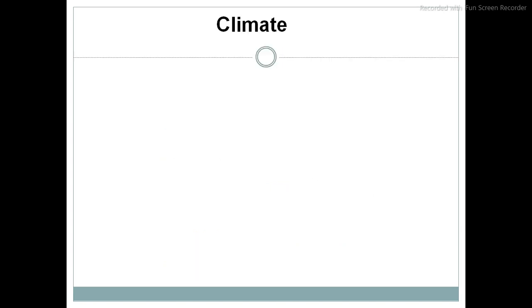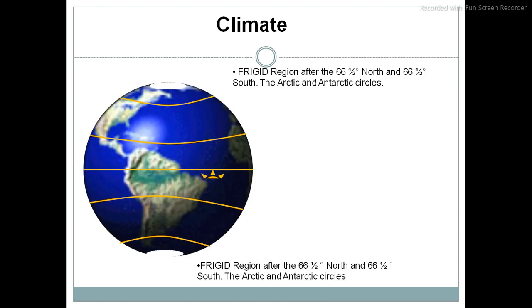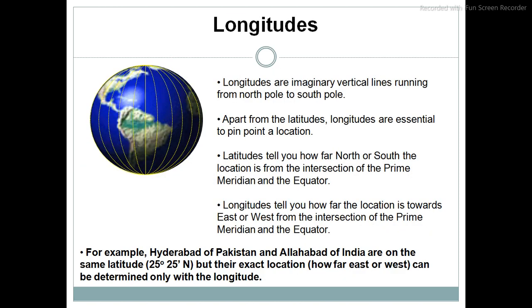Next, the definition of latitude. What is the meaning of latitude? You have to write in your notebook, and longitude. By seeing this slide, you can just write this definition.